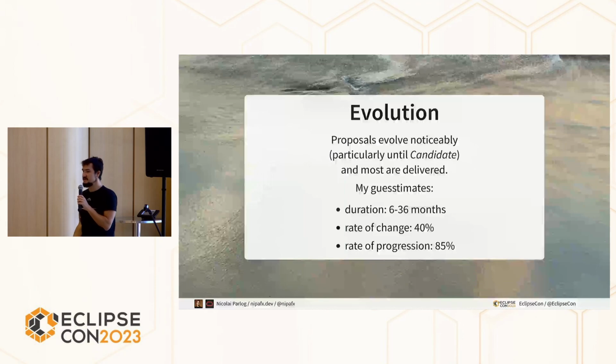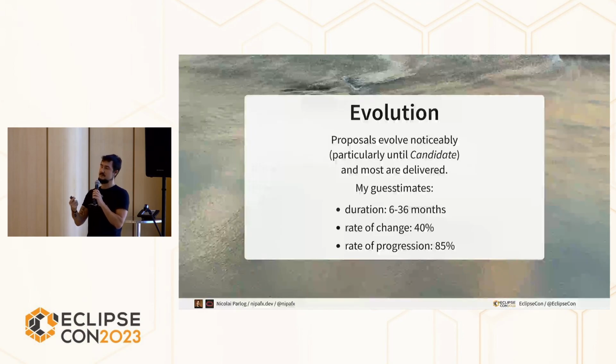How much do they change? I settled on less than half on average. Again, that's just a gut feeling, but the rate of progression we computed at 85% actually correct. And this mostly concludes the part that is, let's say, somewhat easy to observe.